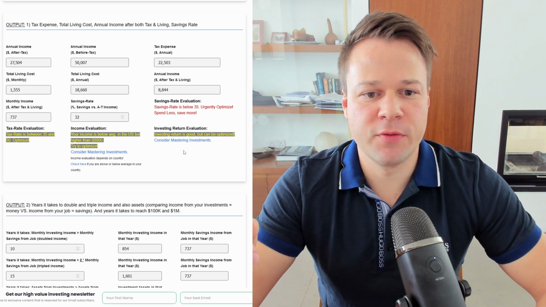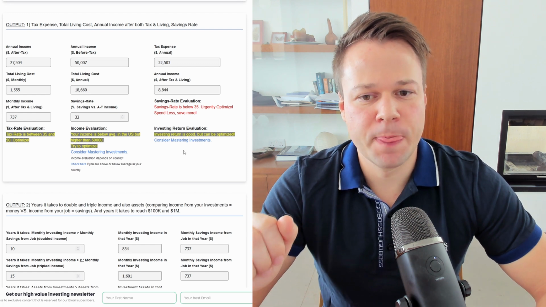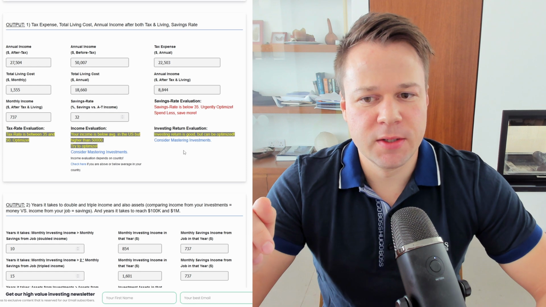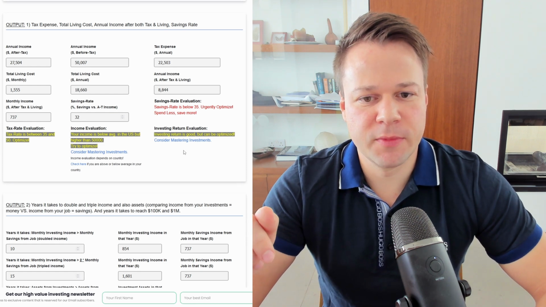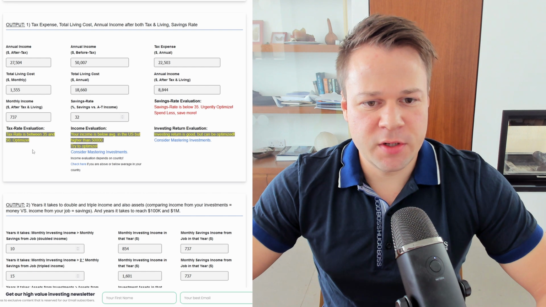Then you have to check, of course, your living cost and try to optimize the cost if this really makes sense in relation to the income you have. Or you have, of course, to increase the income. And if you increase the income and keep your cost the same, then your savings rate will go up as well. Then we have the tax rate evaluation.